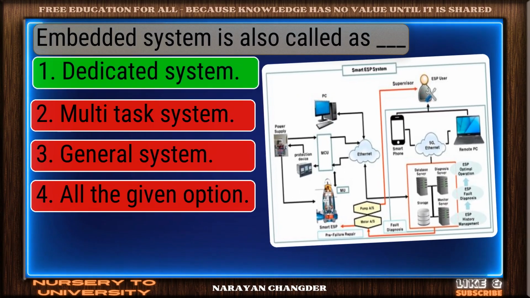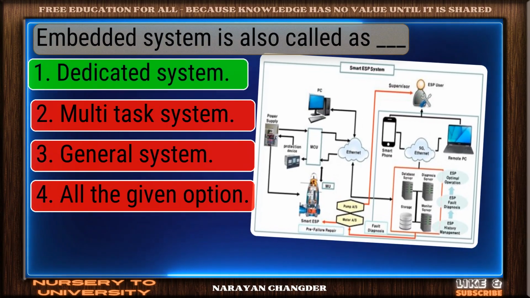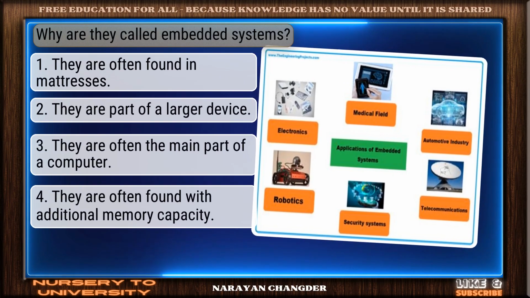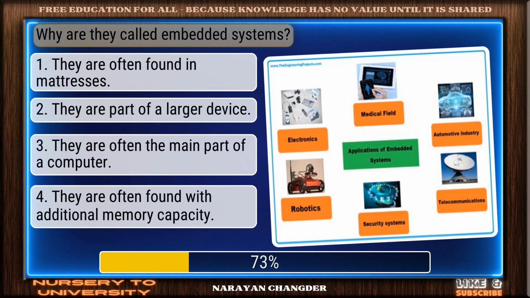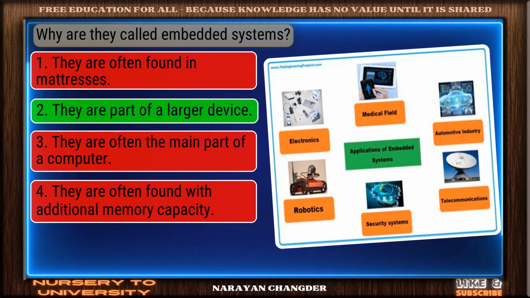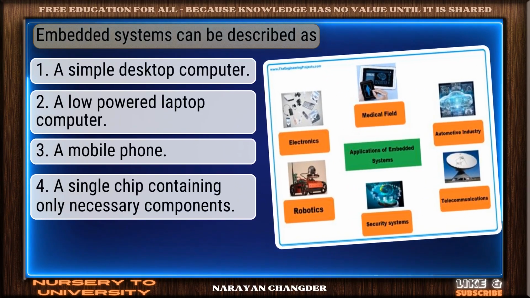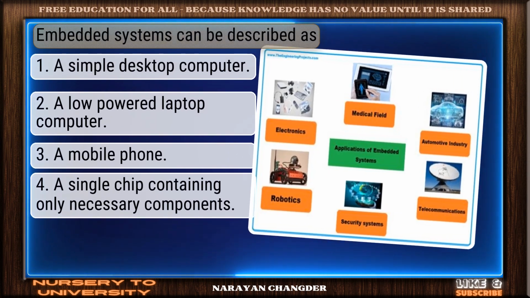Valid point. Dedicated system is true. Question number 59. Why are they called embedded systems? You chose they are part of a larger device, and it is correct. Question number 60. Embedded systems can be described as.